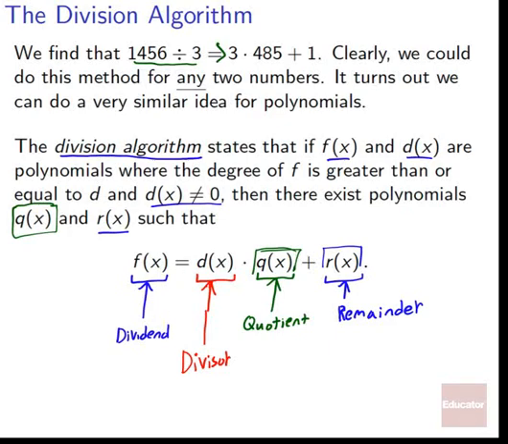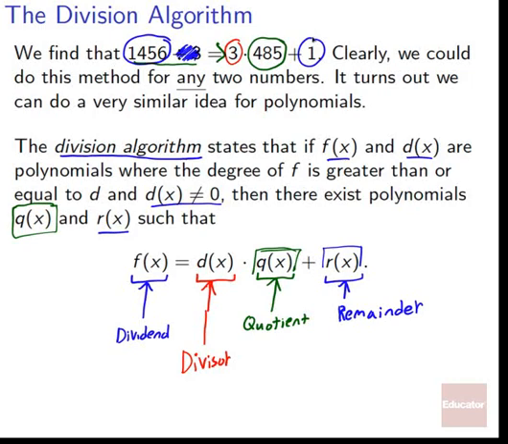So the dividend here, the thing that we're breaking up, in this idea is 1,456. Let's just knock this out so we don't get confused by it. Our divisor, the thing doing the dividing, is 3. What we get in the end, our quotient, is 485, and the remainder is that 1. 1 is left out of it.